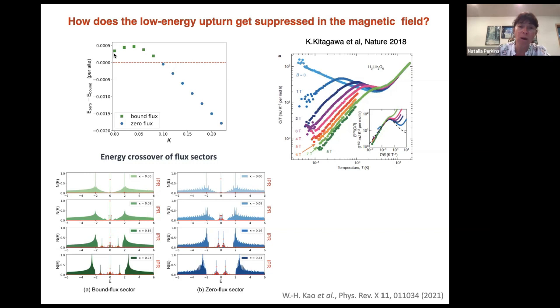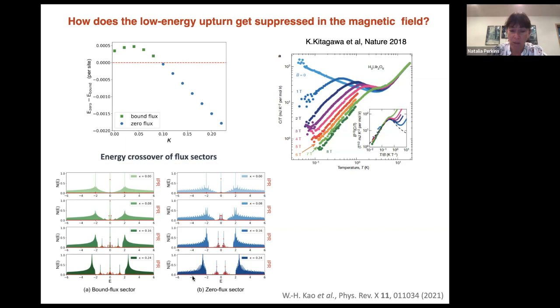So first, what we found is that when kappa is increasing, at some critical value of kappa there is a transition from the bound flux sector to the zero flux sector. That means that it's no longer preferable to attach or bind the flux to the vacancy. So now if we look at this density of states, once again it's the same type of plot. Here is the bound flux sector for different values of kappa, and this is for the zero flux sector.